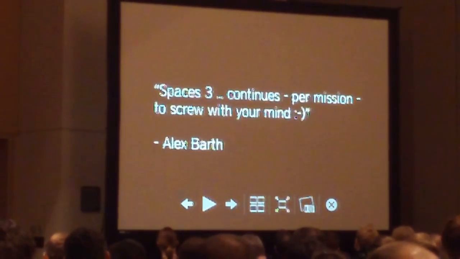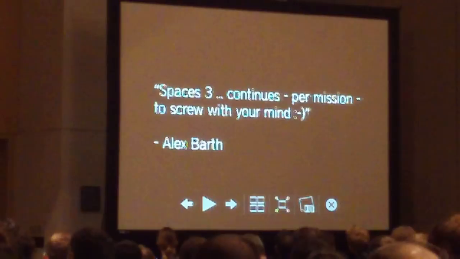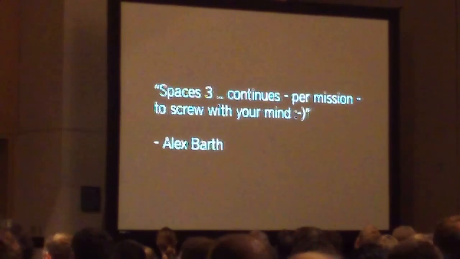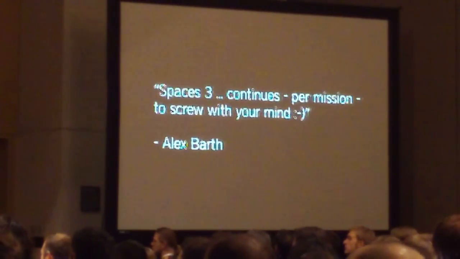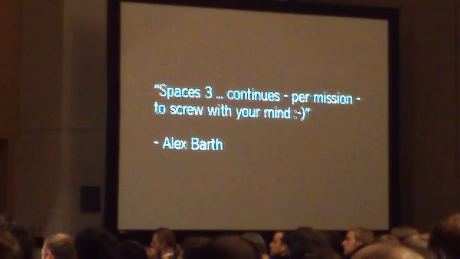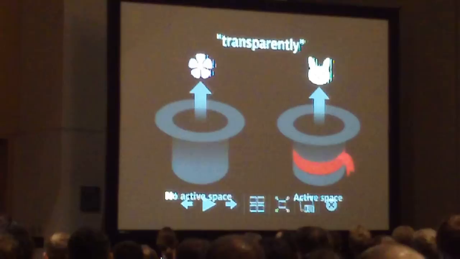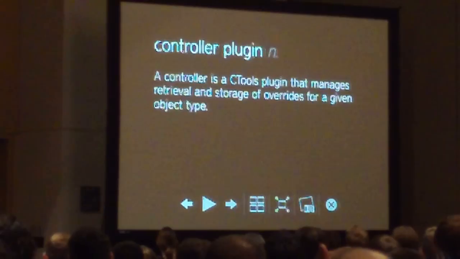So as we were working on Spaces 3, which is where a lot of this configuration stuff came into place, Alex Barth made a comment, Spaces continues to screw with your mind. Because you would do a variable get, and as a developer, variable get usually means one thing. When in Spaces, variable get can mean many things depending on what space is active. So this concept of transparent, right? We have some function like variable get or context load, and it's going to return something different based on what space is active. And so how do we do that?